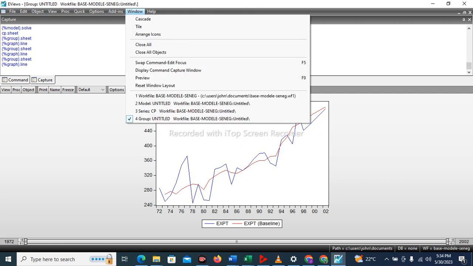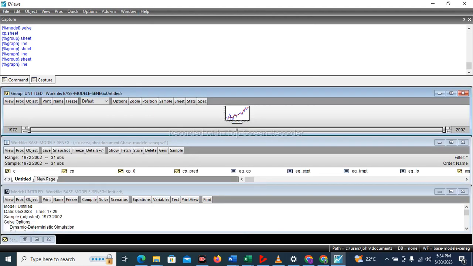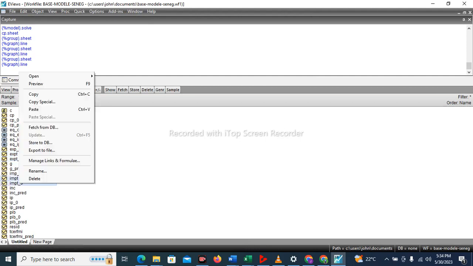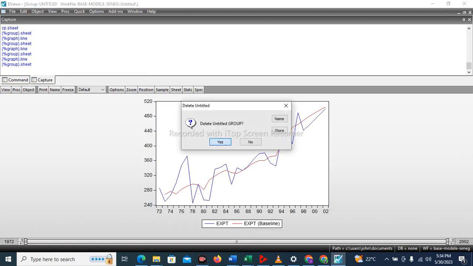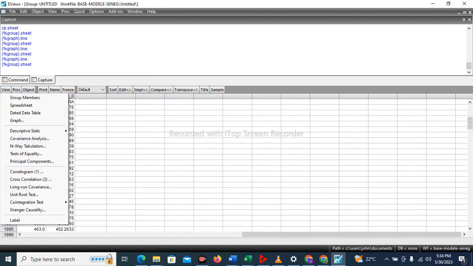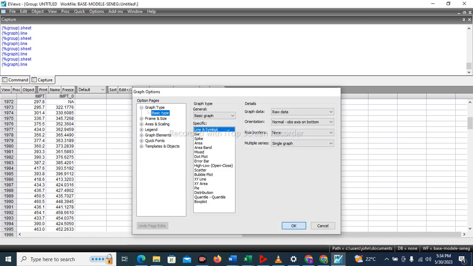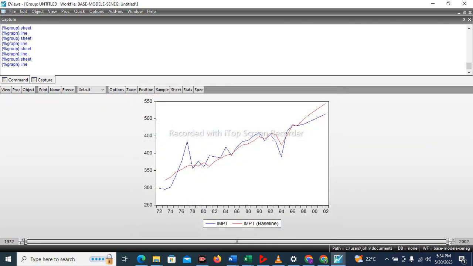Let's look at our inputs. Let's see how well our model can predict our inputs. Inputs, the baseline, the original data, open as a group, then view as a graph. There it is. Look again at the inputs. Again, you can see not a bad job done by our model.